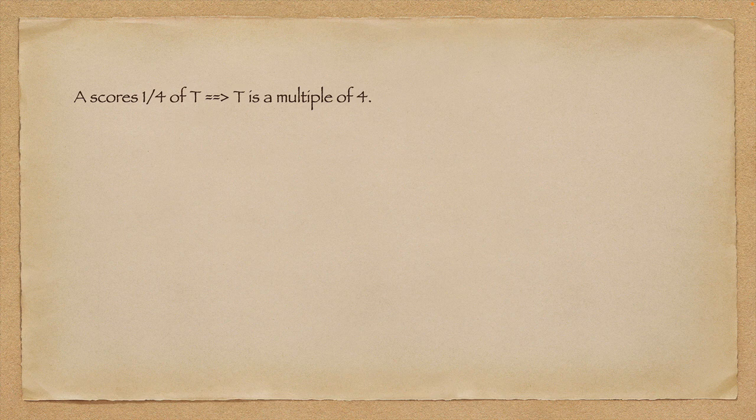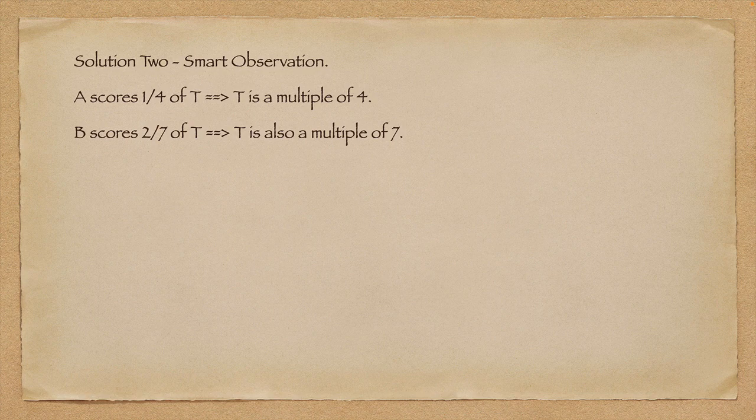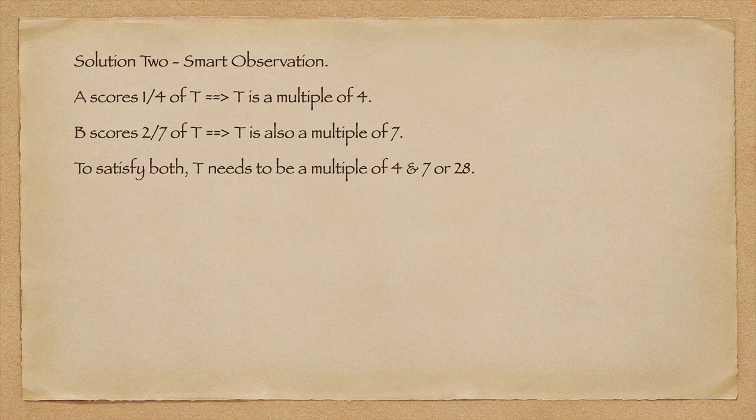For example, Alexa scores 1/4 of the total, which means the total number has to be a multiple of 4, because basketball points cannot be fractions. This way of thinking is what I would call a smart observation. So let's observe what Brittany does. It's 2/7 of t, and therefore I know that t is also a multiple of 7. So the only way you can satisfy both conditions is if t is a multiple of 28.